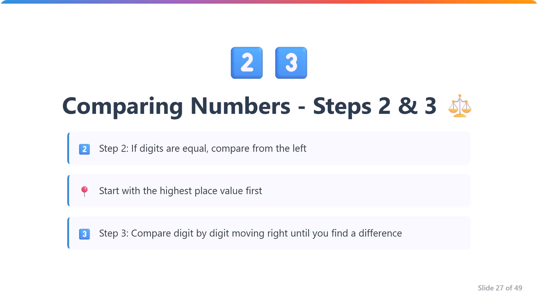So 45,678 is bigger. Step 2. If the digits are equal, compare from the left, starting with the highest place value first. Step 3. Compare digit by digit, moving right until you find a difference.